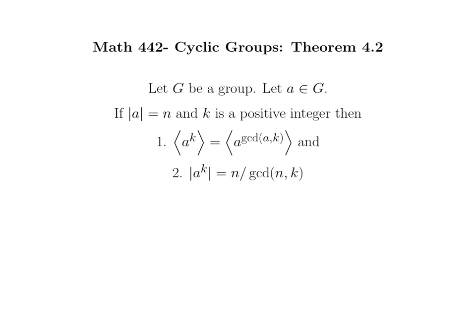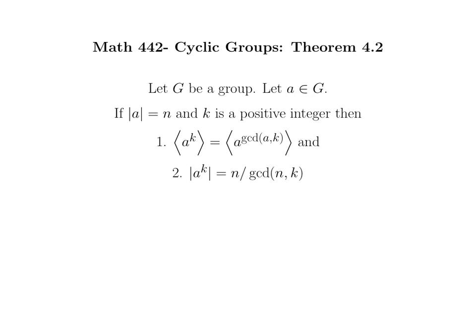Hello again, everybody. I'm here to bring you a proof of Theorem 4.2. The setup is G is a group, a is some element of G, the order of a is equal to n, and k is some positive integer. In that case, we have the following two things.